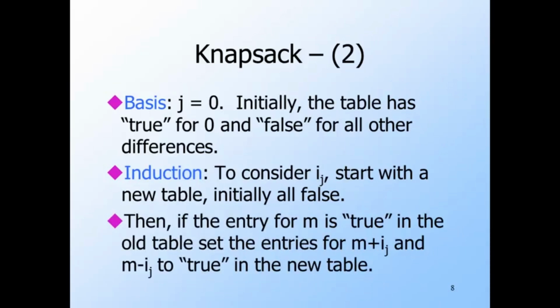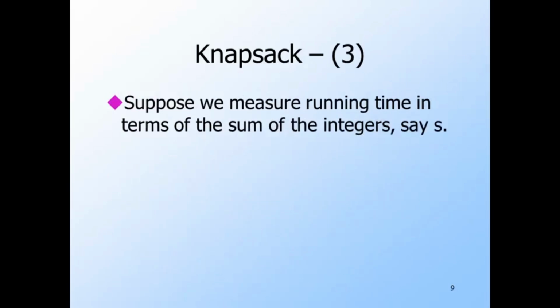But suppose the jth integer is I sub j. For each difference m that was true in the old table, set the entries for m plus I sub j and also m minus I sub j to be true in the new table. Let's compute the running time of this algorithm as a function of the sum of the integers. Let's say that sum is s.